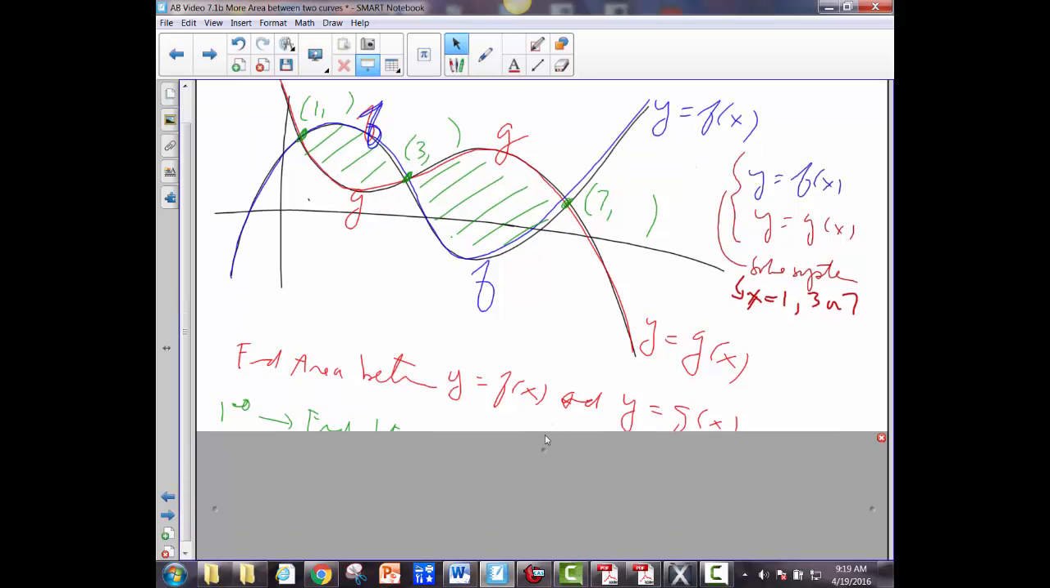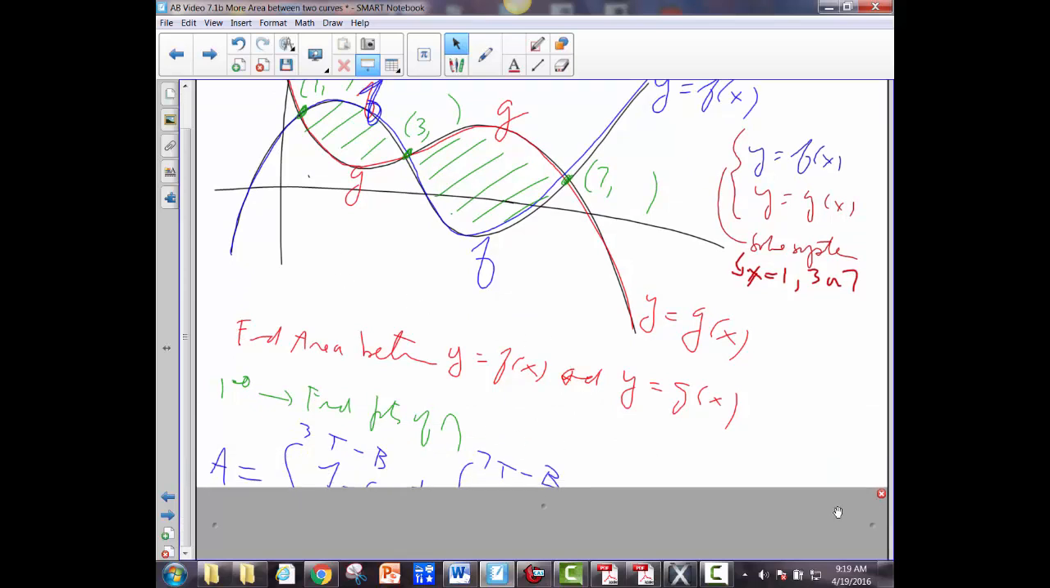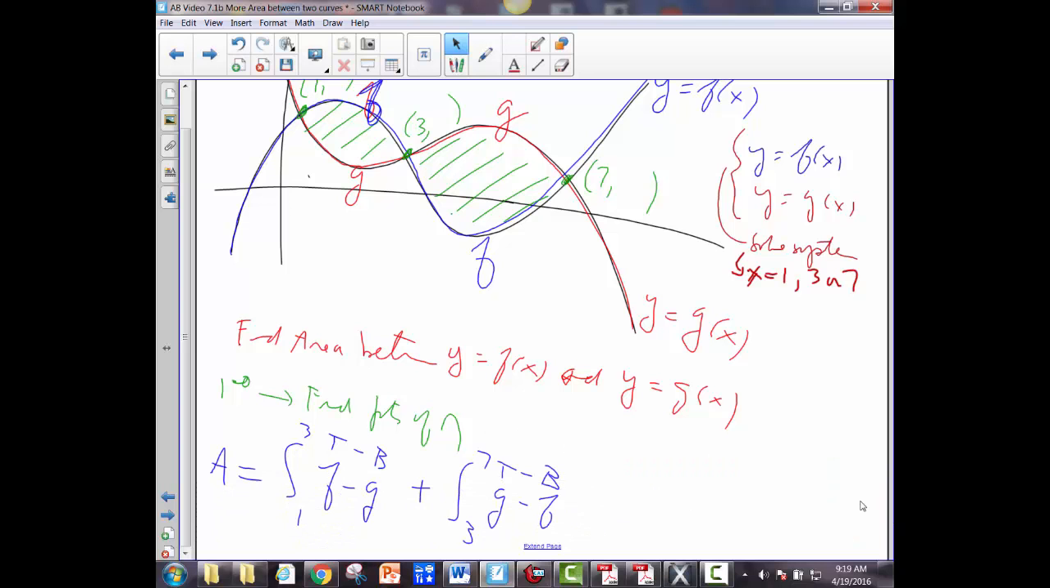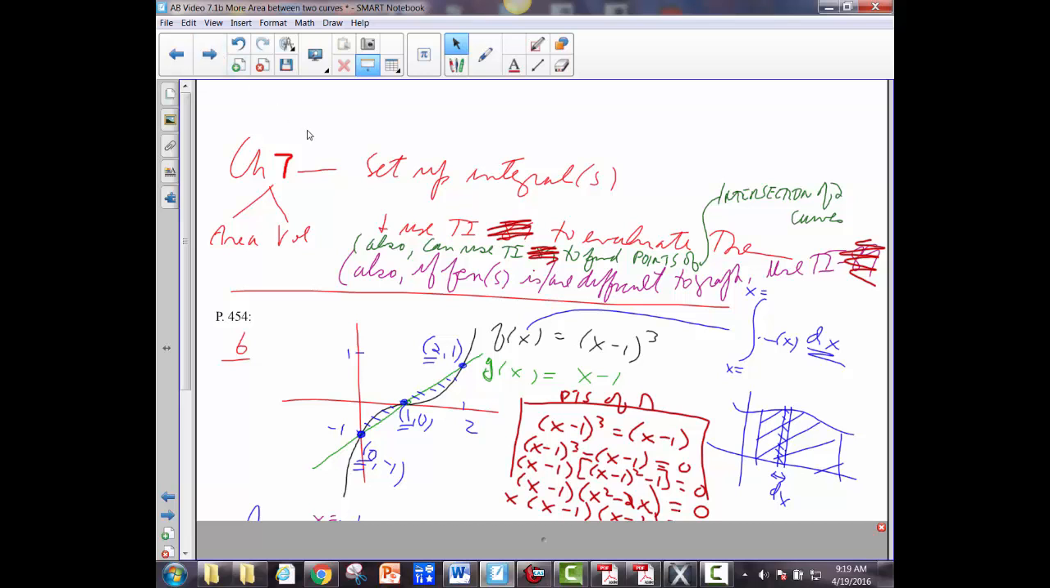So, question, of course, is to find the area. As I said, the first thing you're going to do is find the points of intersection. And once you've got the points of intersection, then very simply, it's going to be the integral from 1 to 3, with f on top minus g on the bottom, plus the integral from x equals 3 to x equals 7, but this time it's g minus f. The key thing is it has to be top minus bottom. Okay, just a little note for now.